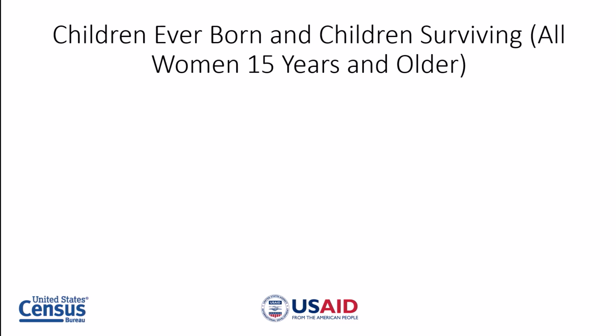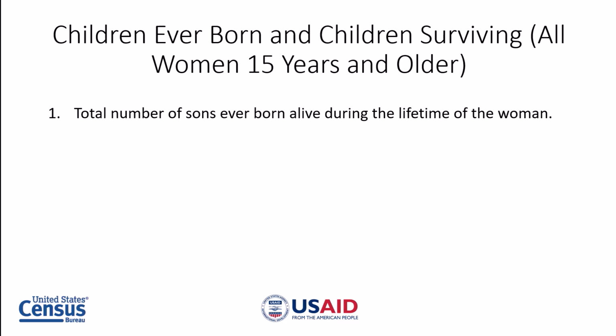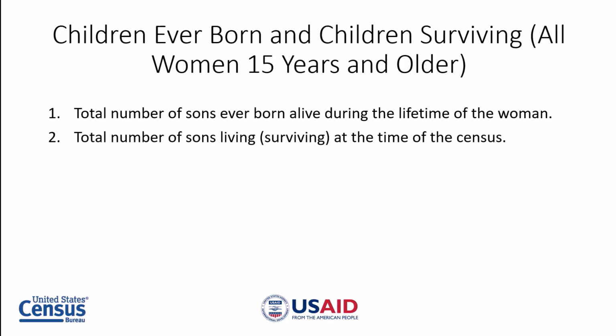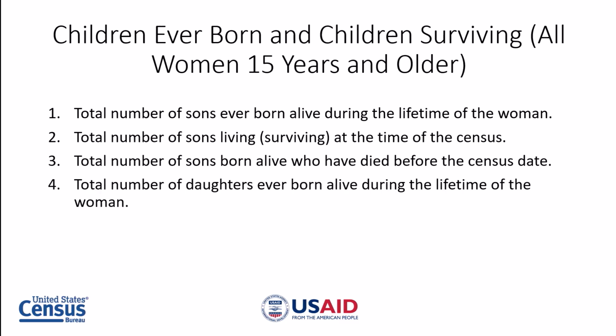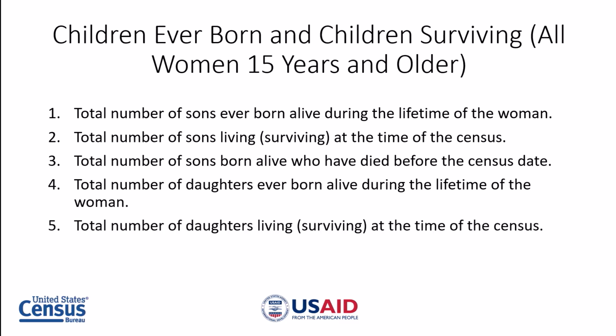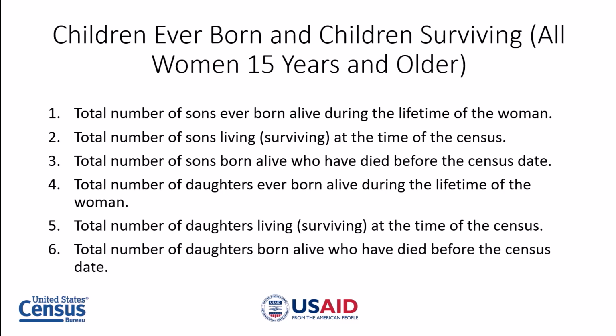These questions ask each woman aged 15 and over, regardless of their marital status, their total number of sons ever born alive during the lifetime of the woman, total number of sons living or surviving at the time of the census, total number of sons born alive who have died before the census date, total number of daughters ever born alive during her lifetime, total number of daughters living or surviving at the time of the census, and total number of daughters born alive who have died before the census date. These 6 questions were designed to fully account for all children ever born.